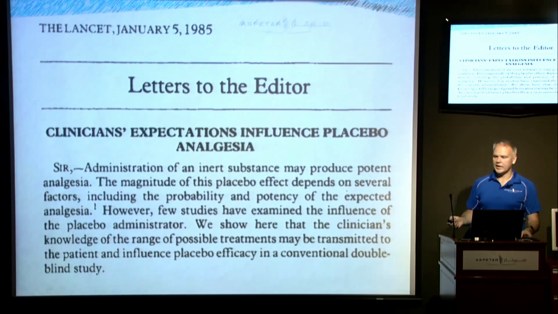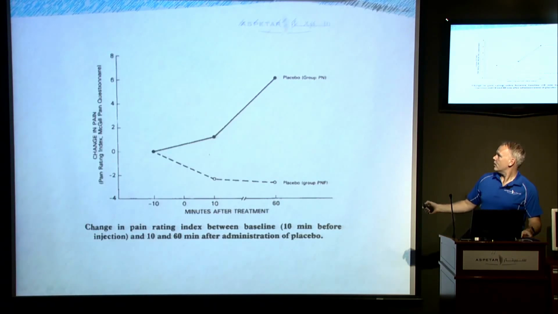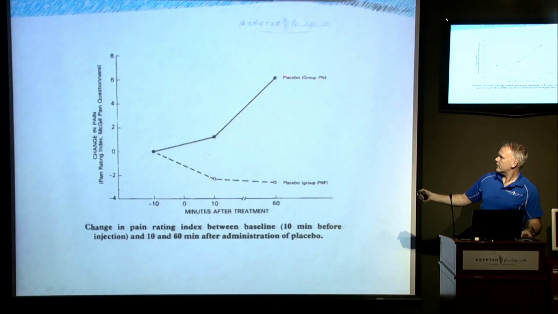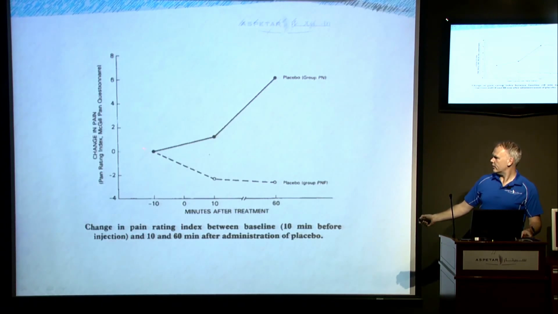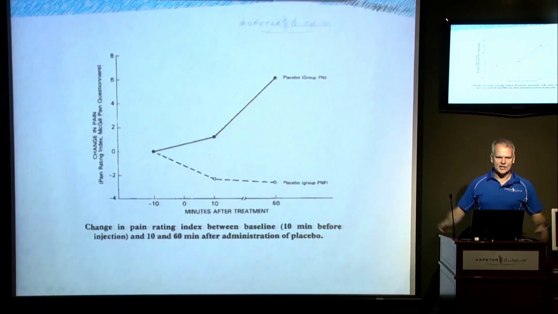So what happened to the pain relief in that case? Well, in the group that either got the placebo or the naloxone, their pain went up by 6 to 8 out of 10. And in the group that got either the placebo, the naloxone or the fentanyl, their pain went down by 2 out of 10, irrespective of the injection that they were getting.